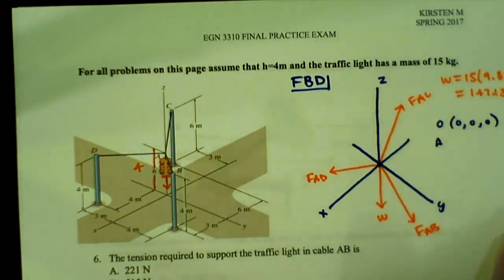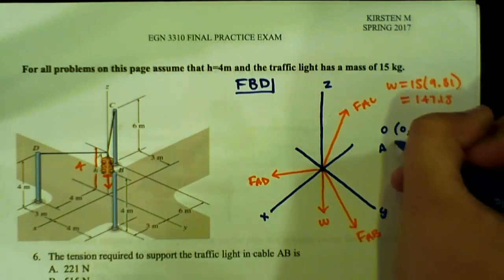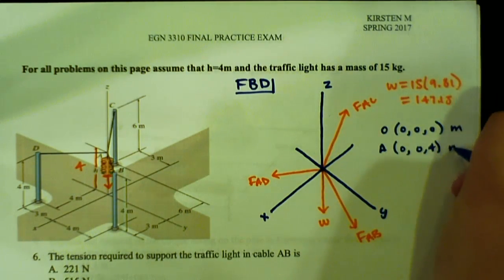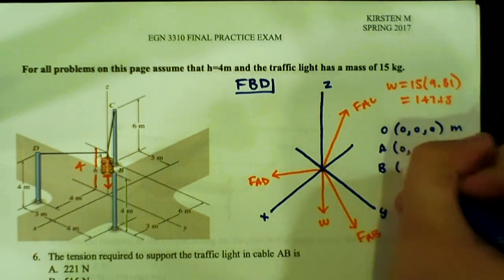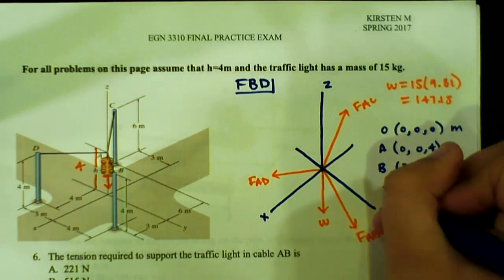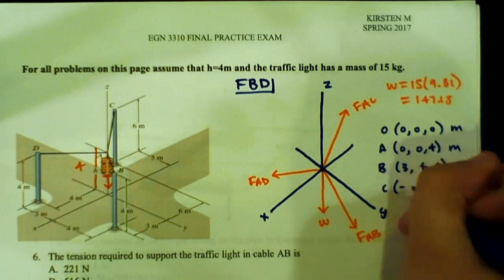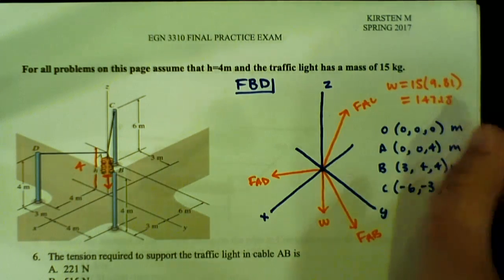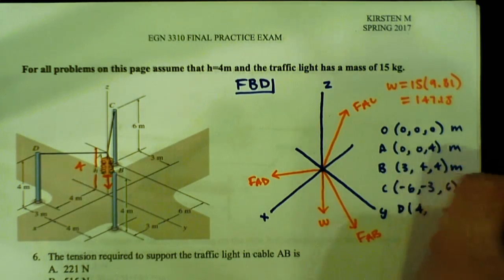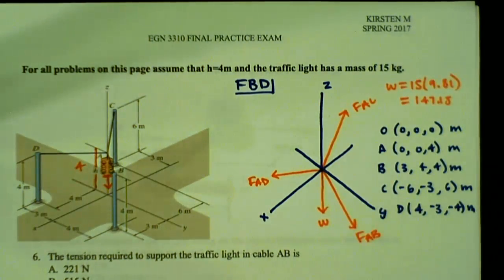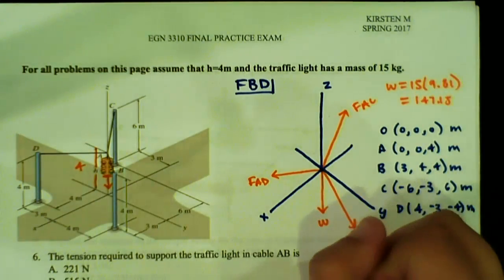A is going to be 0, 0, 4. B is going to be 3, 4, 4. C is going to be -6, -3, and 6. And then D is going to be 4, -3, and -4. So now we have to find all of our position vectors.